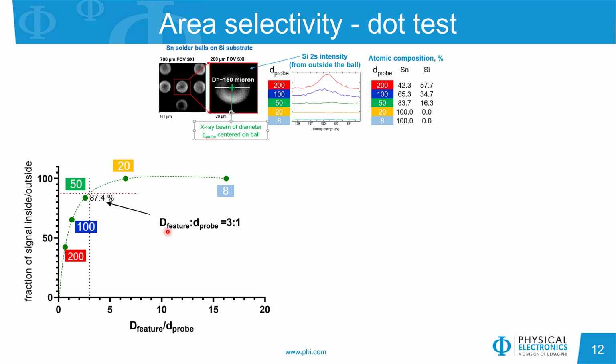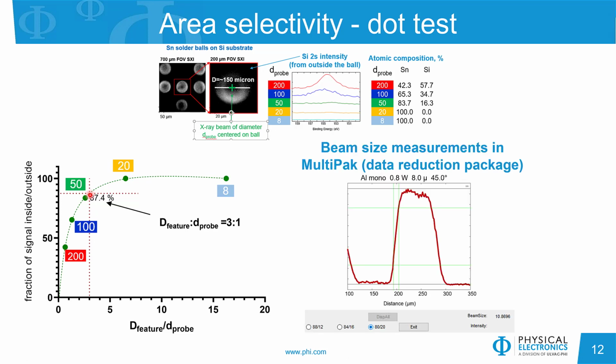Remembering our relationship, area selectivity has to be 3:1, so the ratio between the size of the feature and the X-ray size is 3:1. We see when we find this intersection, we are capturing 87.4% of our signal.